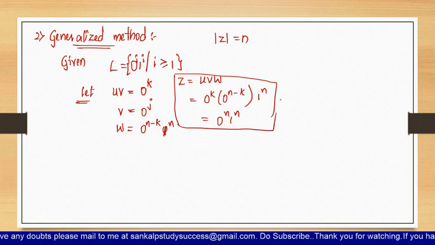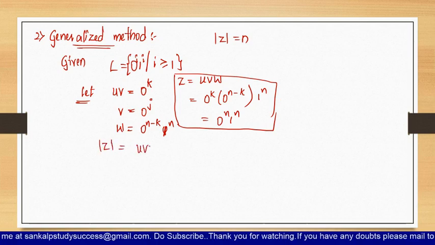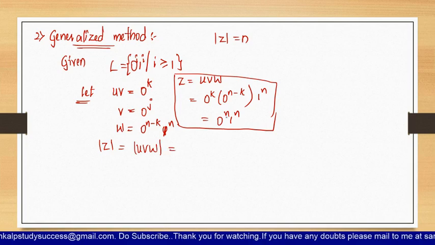So we are considering uv as 0 power k, v as 0 power j and w as 0 power n minus k and 1 power n. Now what becomes mod z, which is equal to mod of u, v and w. Here we got z as 0 power n and 1 power n. That means you will get n number of zeros and also n number of ones. Then our length of z will become 2n. So mod z is equal to 2n.